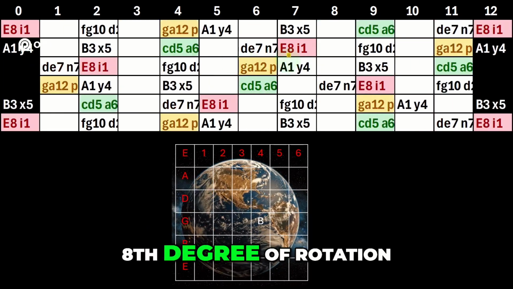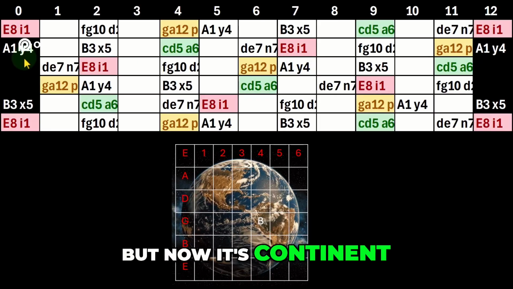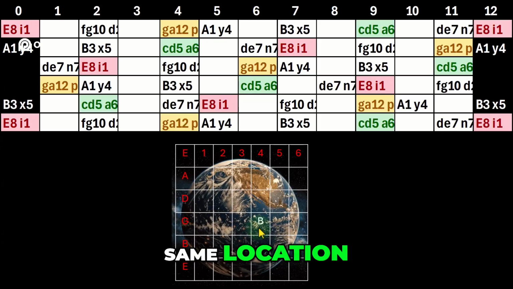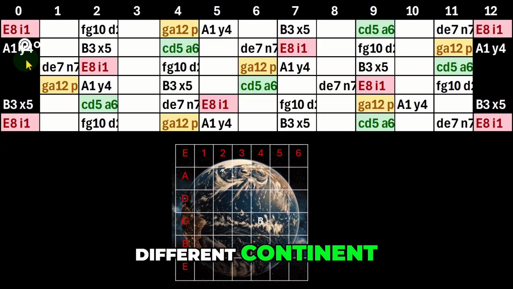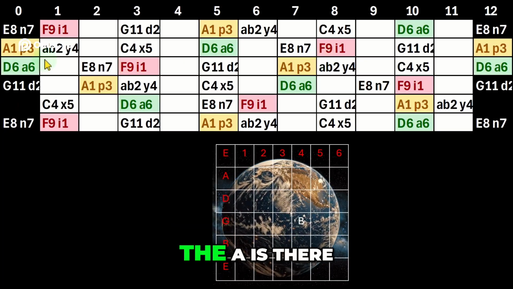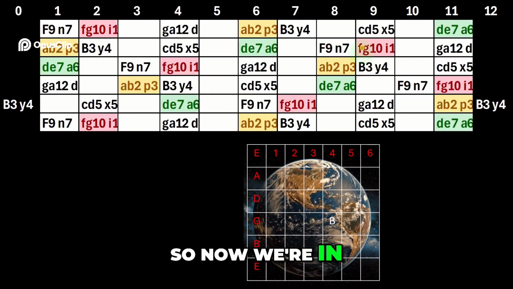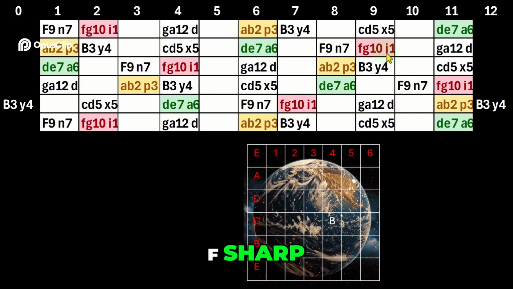Now I'm on the 8th degree of rotation. This is the Ionian. Now the A is in there, but now it's continent number 4. It's a different continent, same location, different continent. It's the Lydian continent. So now we're in rotation 9. The A is there, but now it's the Phrygian, or the 3 continent. So now we're in rotation 10, F sharp. This is the Ionian.